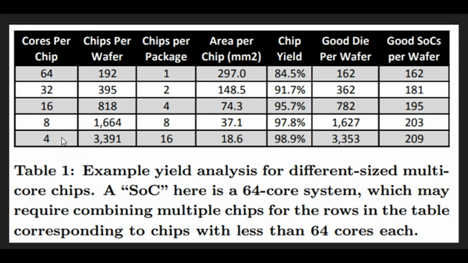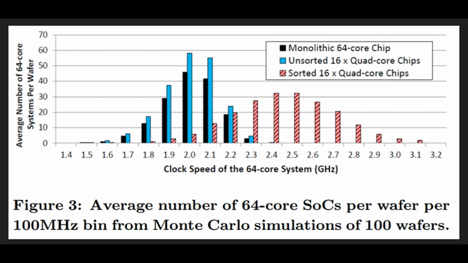We already know that the smaller the chip size, the more you get on the wafer, the better the yields are. The overall number of good final packages that you get increases. But there is another, perhaps less obvious, major benefit. Looking at this chart, on the y-axis we have the average number of 64-core systems per wafer, with clock speeds on the x. And as we can see, the black bar, the monolithic 64-core chip, we already know you get fewer of them per wafer.